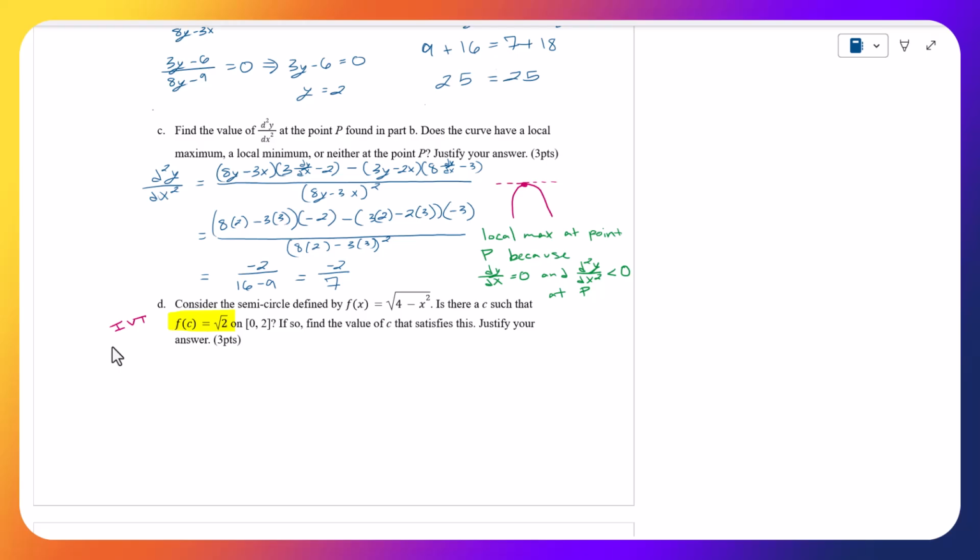So let's start writing out our stuff. So note, what is our hypothesis for IVT? Well, we need f to be continuous. f is continuous on [0, 2].